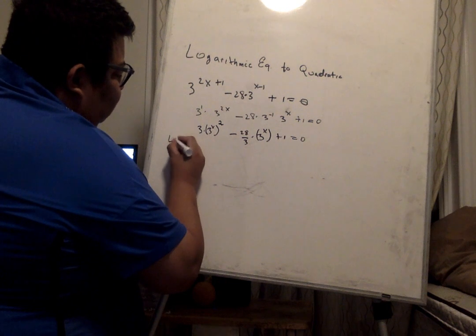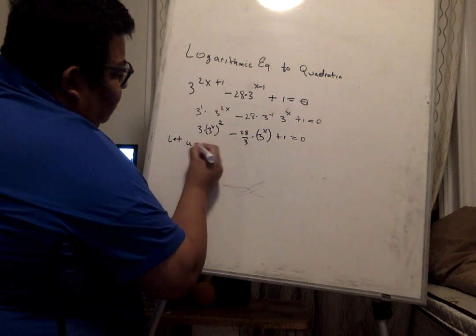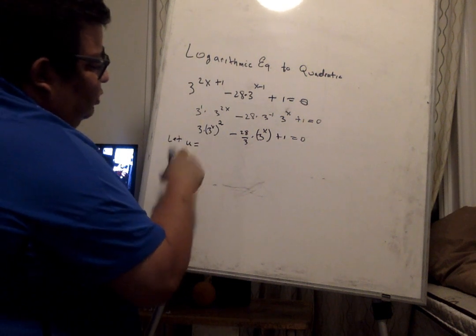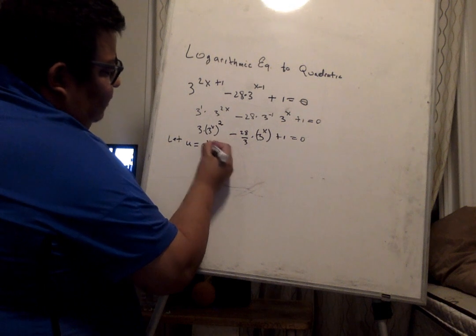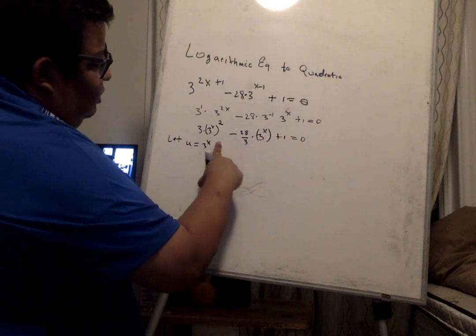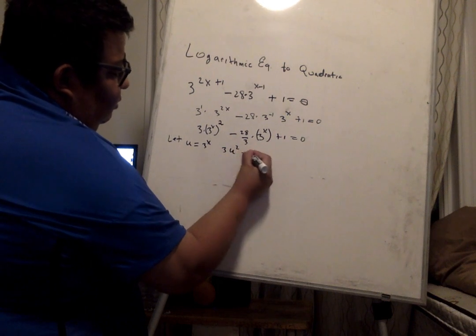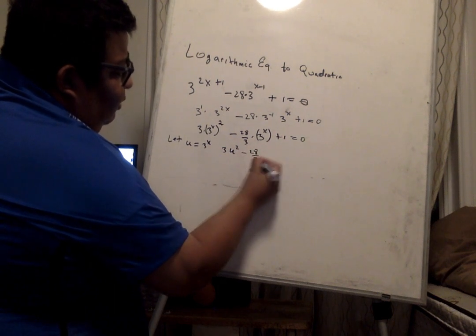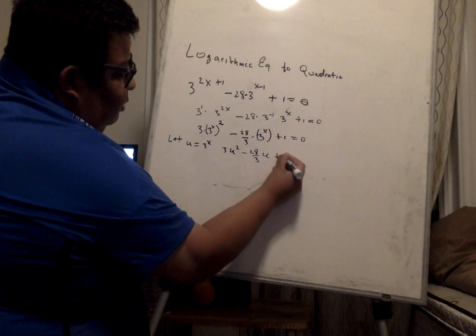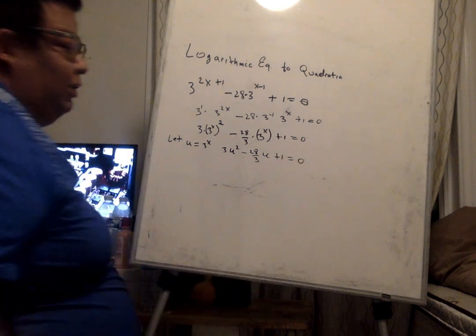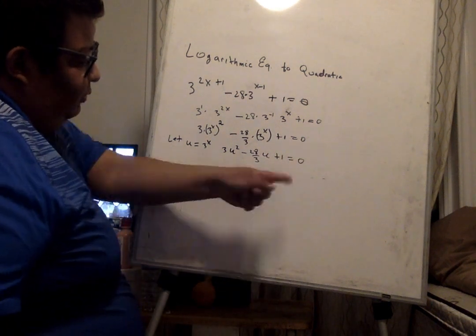So let u, you can choose any variable, but I'm going to choose u. Let u equal 3 to the x. Now let's plug in the u here. So it will be 3u squared minus 28 over 3 u plus 1 equals 0. Now it looks like a quadratic. So let's just solve the quadratic.